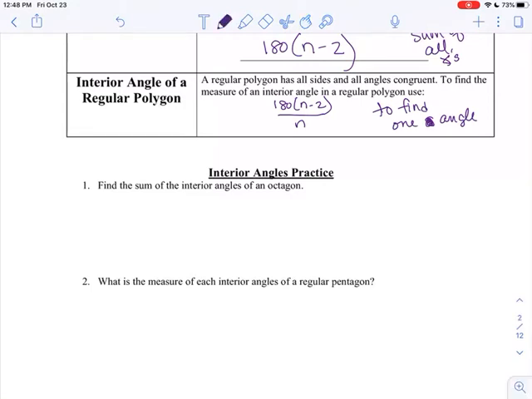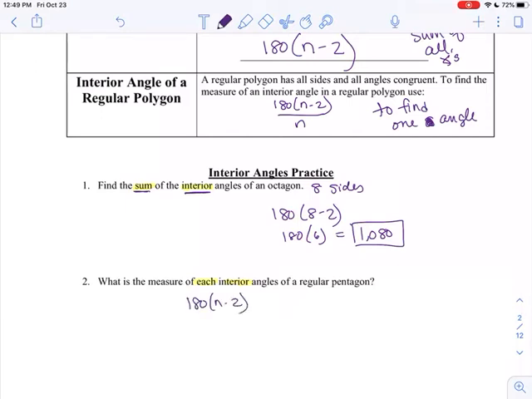Let's practice a little bit to make sure that you're okay doing it, and then you can try some more tomorrow. The sum of the interior angles of an octagon. Make sure I want sum and I want interior, because there's going to be a different formula for exterior. Sum means I want them all, so I'm going to use that top formula. An octagon has 8 sides, so I'm going to do 180 times 8 minus 2. 8 minus 2 is 6, and 180 times 6 is 1080. So the sum of all the angles of an octagon adds up to 1080.